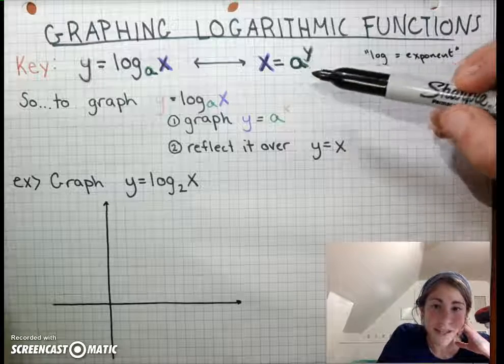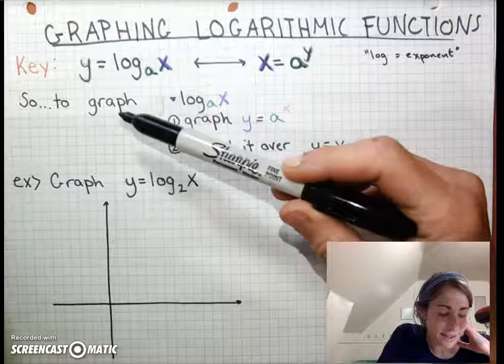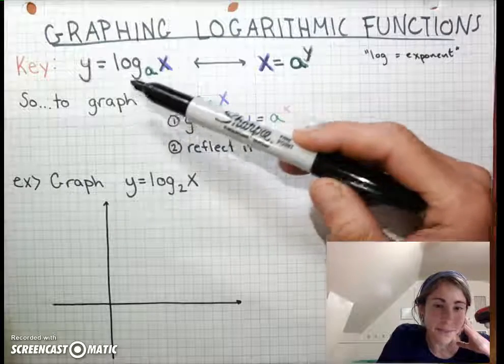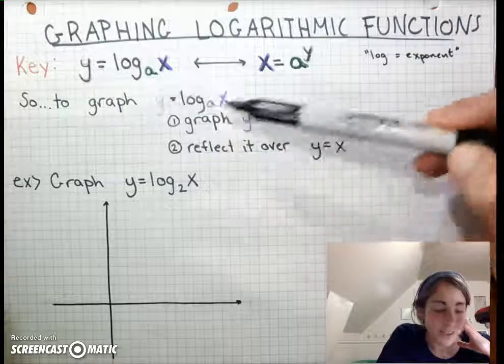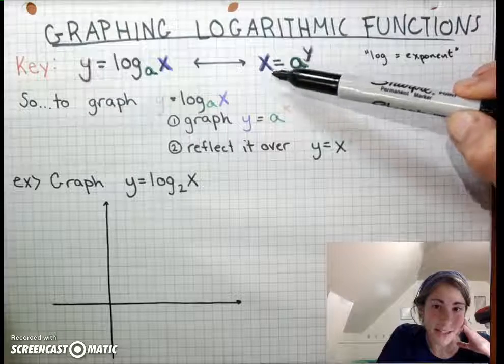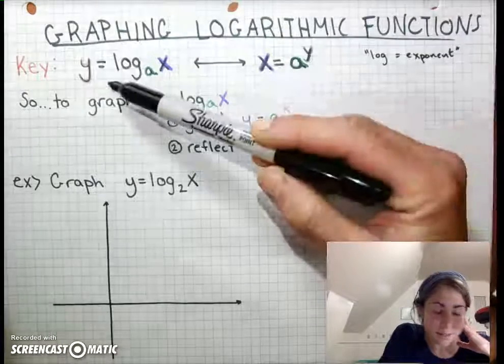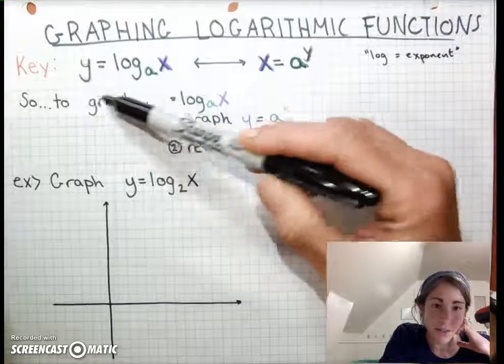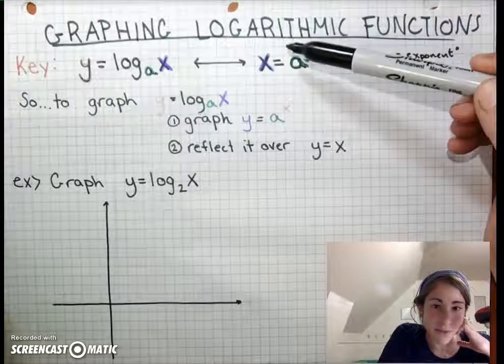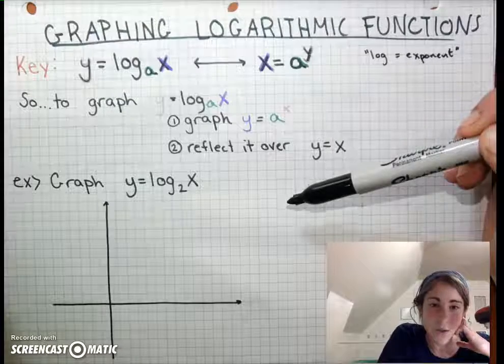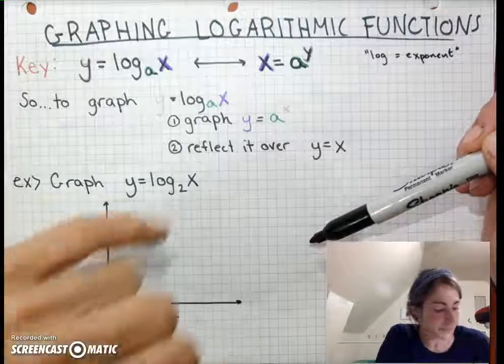The key behind our strategy is that the expression y equals log base a of x is equivalent to the expression x equals a to the y. So you saw in those last two videos how to convert between logarithmic form and exponential form. That's the key to this whole strategy for graphing.